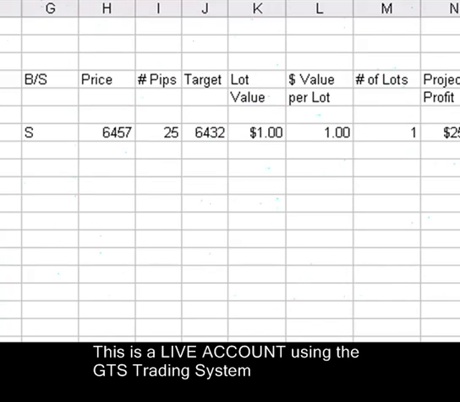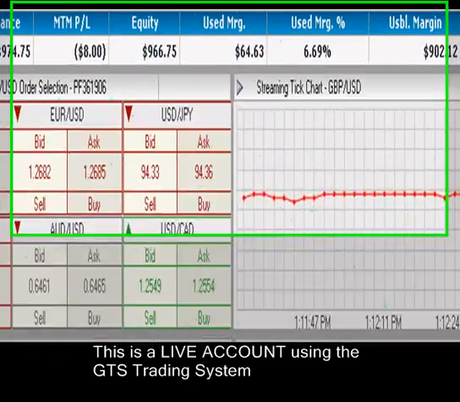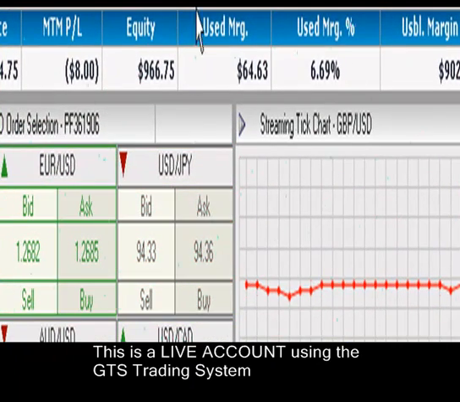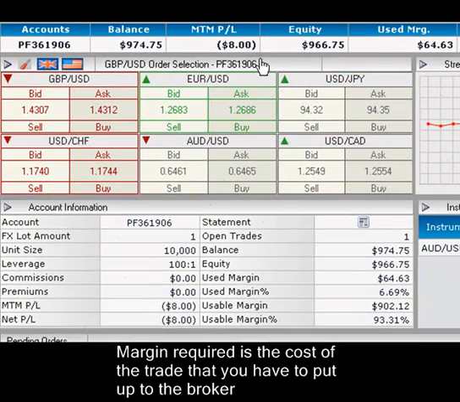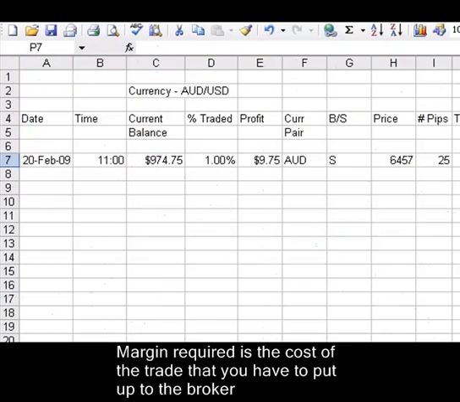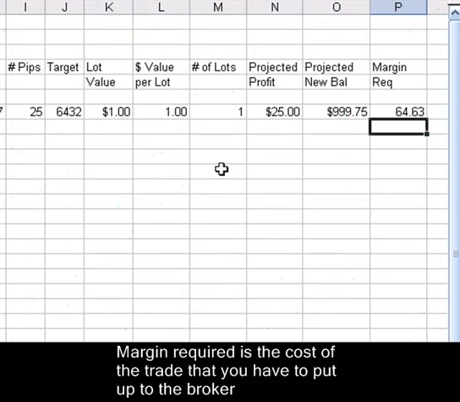Okay, we've got $1 per lot, margin required. And this is interesting. If we go here to the trade station, you notice here that it cost us $64.63 to do this trade. So out of our $974, we had to put up $64.63. Let me put that in. $64.63. Right, that's going to be important. I'll show you later why. It just gives us an idea where our cutoff point, worst case scenario, would be.